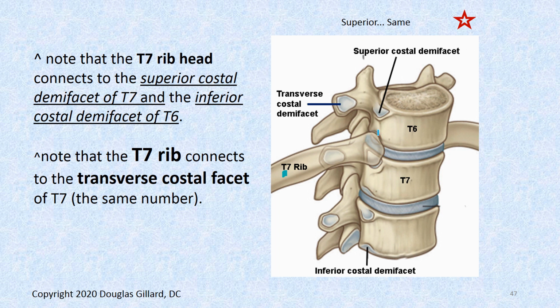So if you're looking at this inferior costal demifacet, you have to increase the rib by 1. You don't say that's the T6 rib. It's got to be the T7. See how that works? And then the transverse costal facet, that's always the same as well. So that's the T7 TP, transverse process, and that's the T7 rib. Pretty good. See how that works?